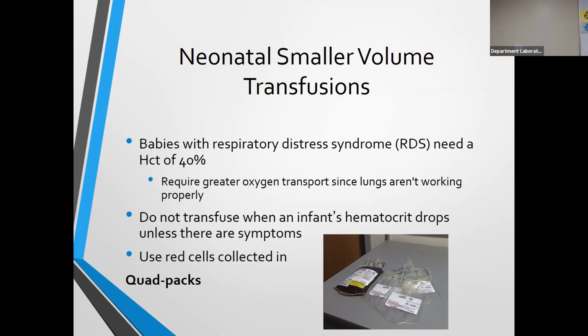And so you'll notice that this unit is attached to several quad packs, all right? So depending on your baby's weight, your clinicians will usually tell you, hey, I want 25 mLs of packed red cells for this neonate.